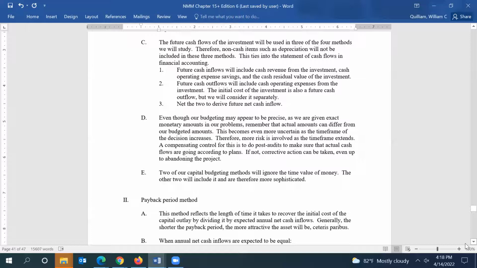And a compensating control, something to help make up for that, is to do what are called post audits to make sure that actual cash flows are going according to plans. So let's just take a fresh look at things and rerun the numbers. If not, corrective action can be taken, even up to abandoning the project.